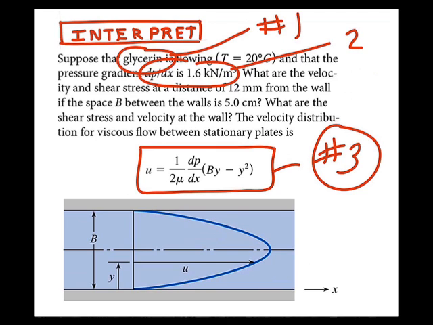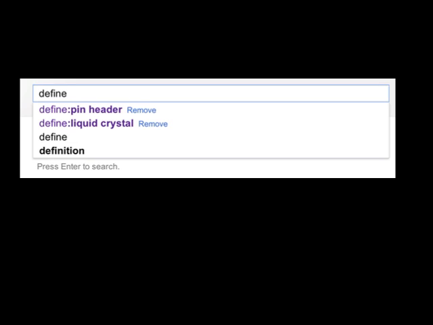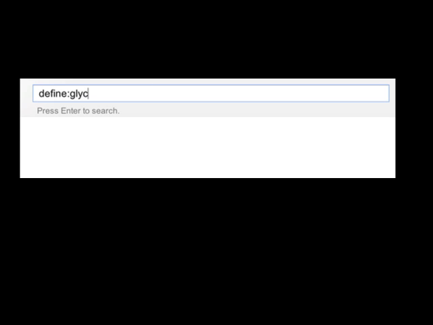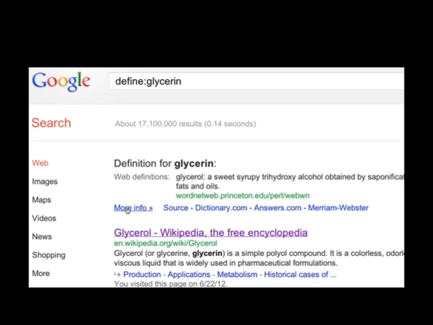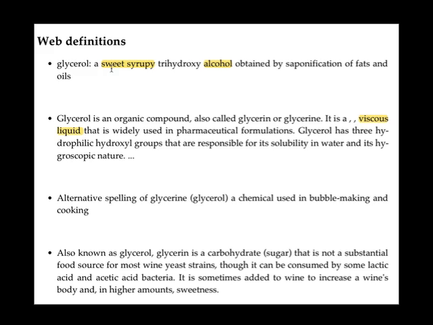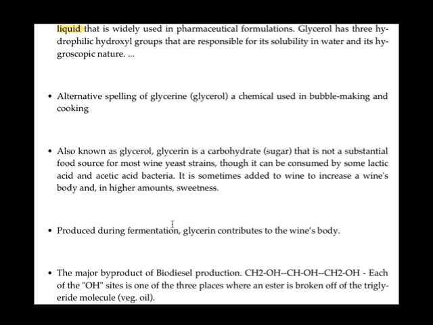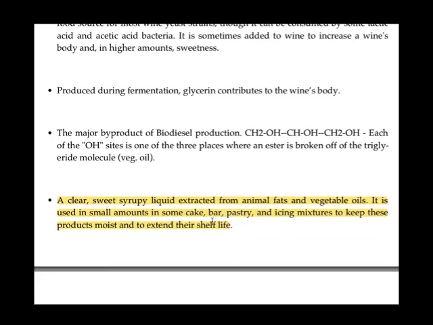I'm going to show you how to answer this first question on your own. Go to Google, type in define glycerin. Look for the one that looks like web definitions. Click on more information. So I printed the page from Google and highlighted some key information. So the web tells me that glycerin is a sweet syrupy alcohol. It's a viscous liquid. Here's a real nice definition, a clear, sweet, syrupy liquid from animal fats and vegetable oils.